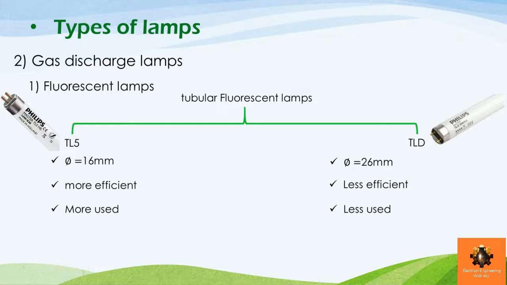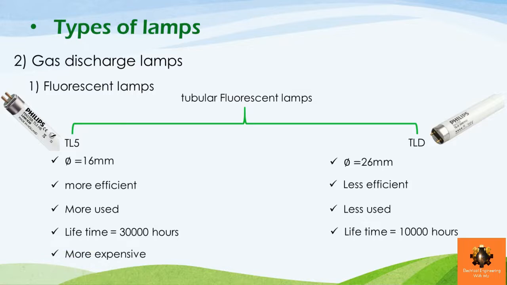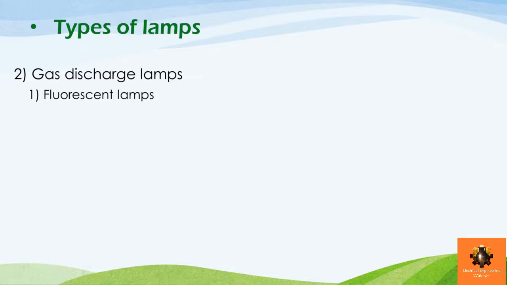And for the lifetime, it's larger for the TL5, at 30,000 hours. But for the TLD, its lifetime is only 10,000 hours. So the TL5 lamp lasts much longer, as its lifetime is 3 times larger than the TLD. And from all of those points, we can conclude that the TL5 lamp is better than the TLD, and for that reason, it's more expensive. So the TL5 lamp is more expensive than the TLD. Very good. So that's for the different types of fluorescent lamps.